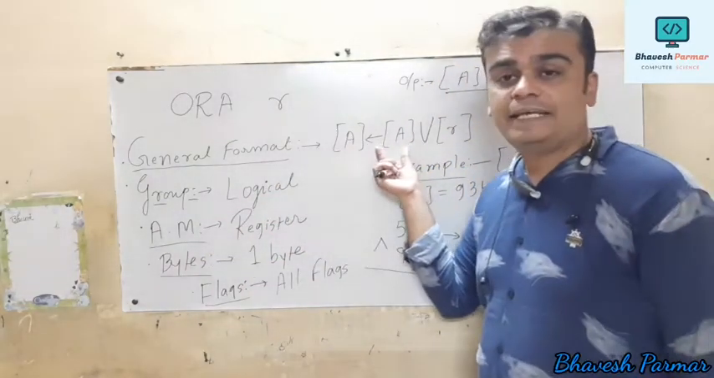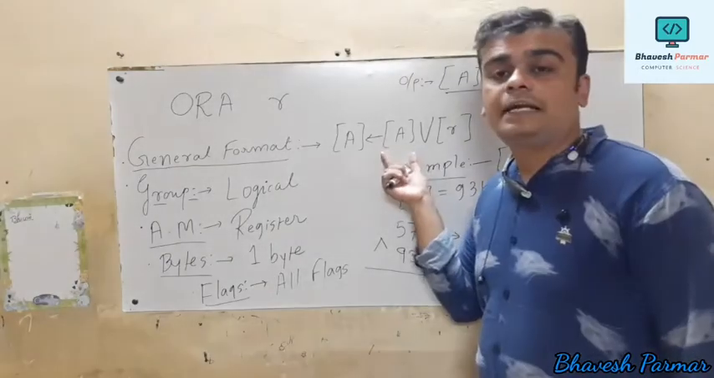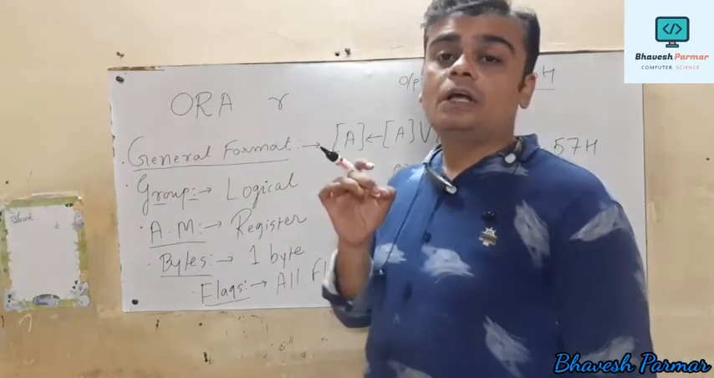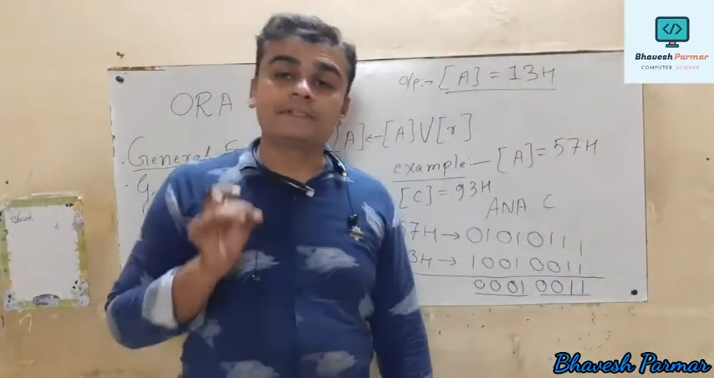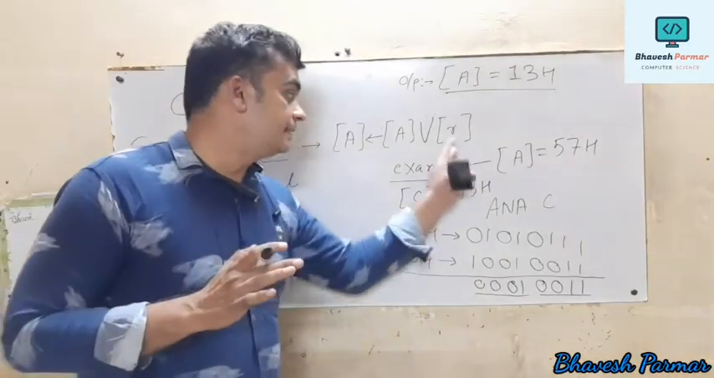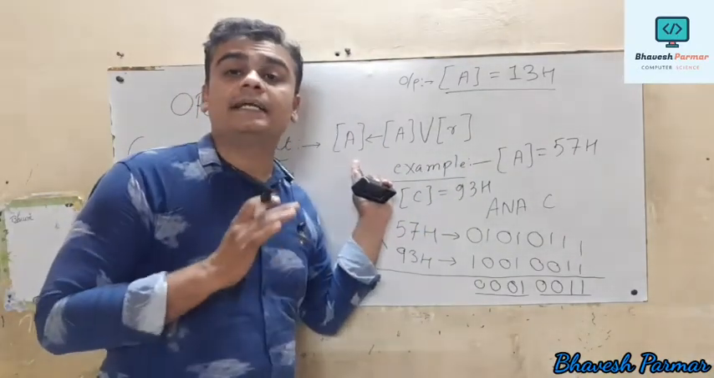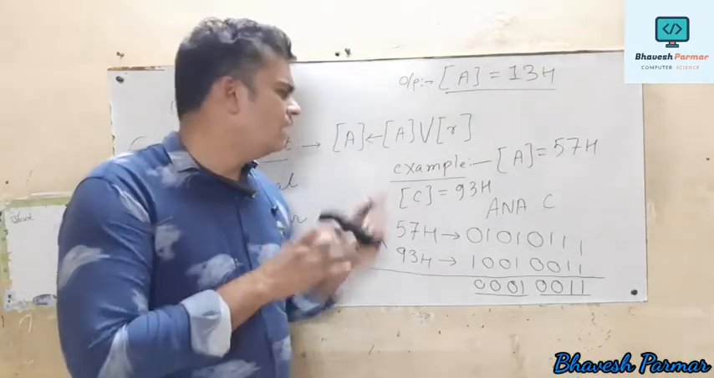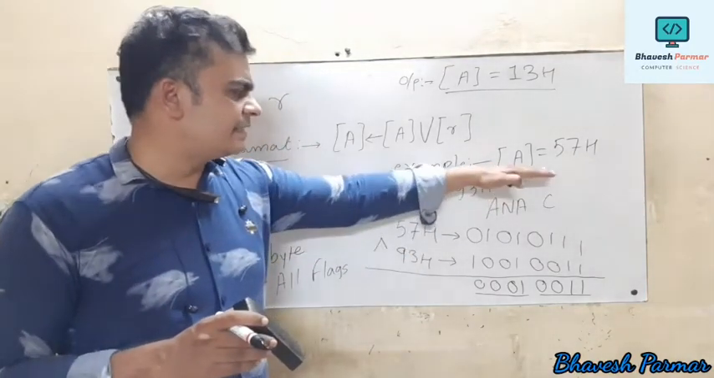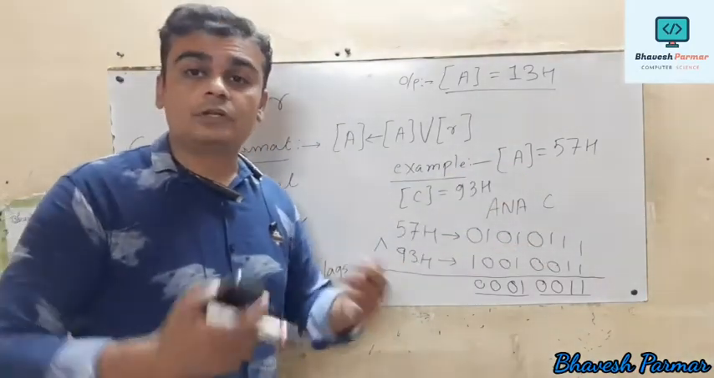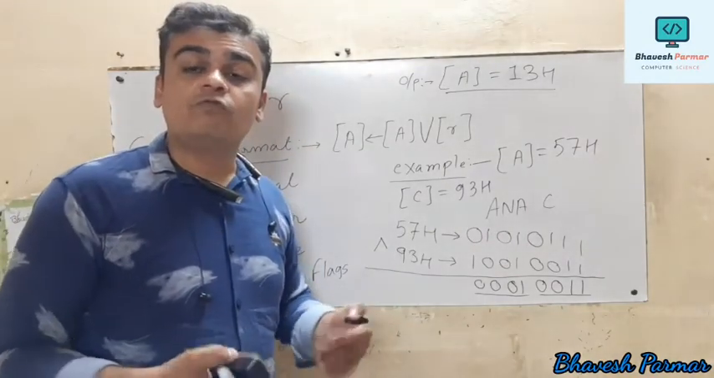So when this instruction is executed by the microprocessor, the content of the accumulator performs a logical OR operation with the register, and its result will be stored in the accumulator itself. So this is the explanation. And suppose you take the same example to perform the logical OR operation, then what happens?